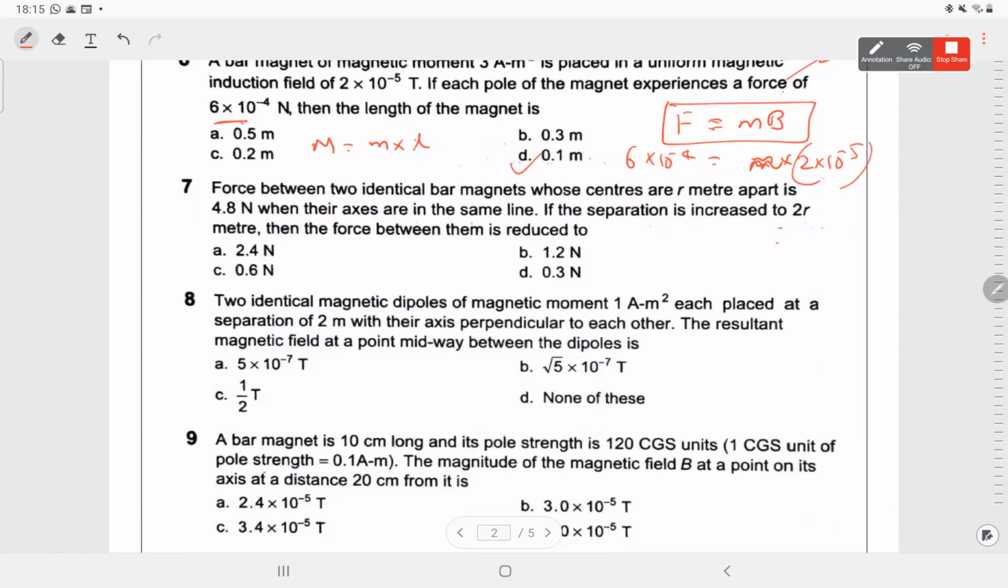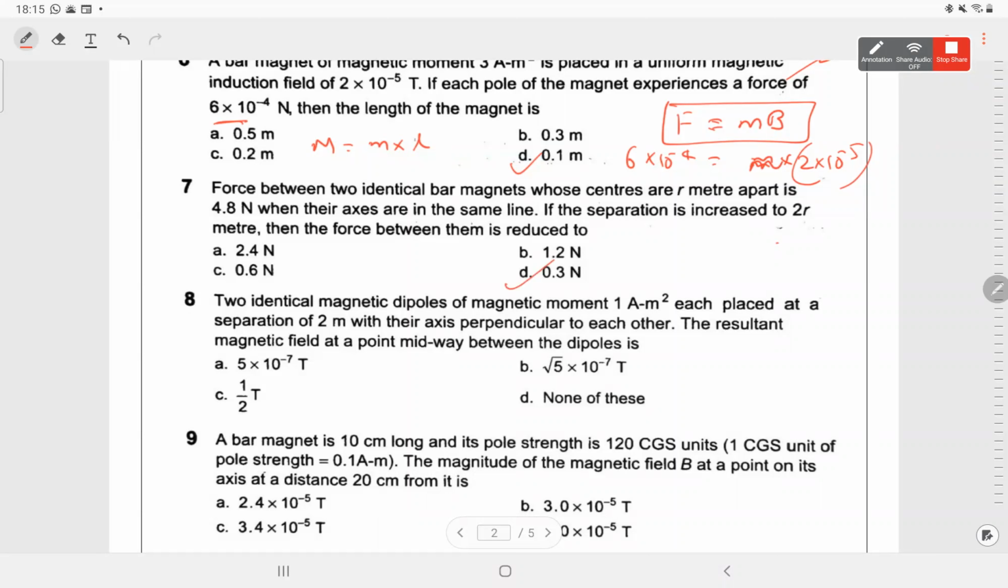Question number 7: the force between two identical bar magnets at a distance of R is 4.8. If we double the distance, for dipoles the force is inversely proportional to R to the power 4. Distance is doubled, so force will become 1 by 16. So 4.8 by 16 is 0.3.